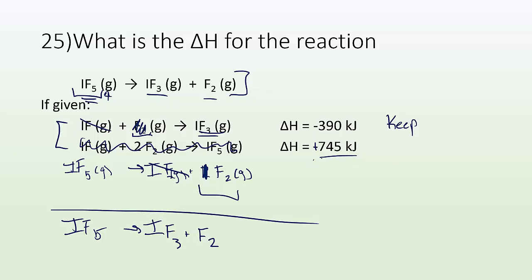So what does that mean? What do we have to do with the delta H's? Well, because I flipped it, I changed the sign, and because I didn't do anything to the first equation, I don't do anything. So now I just combine them. And when I combine them, I get a positive 355 kilojoules, which is going to be my answer.